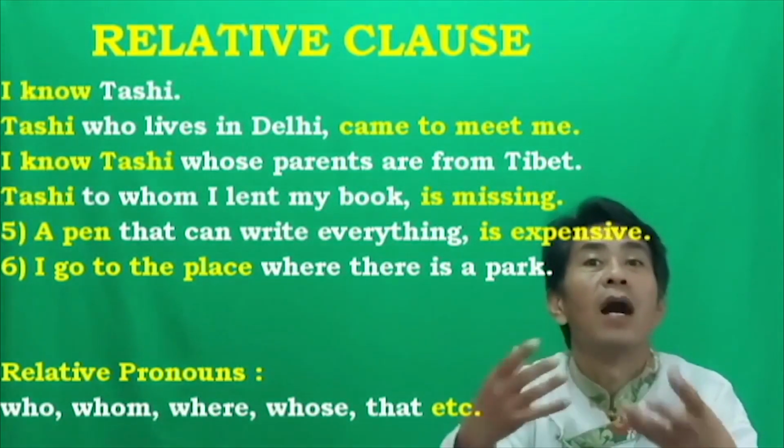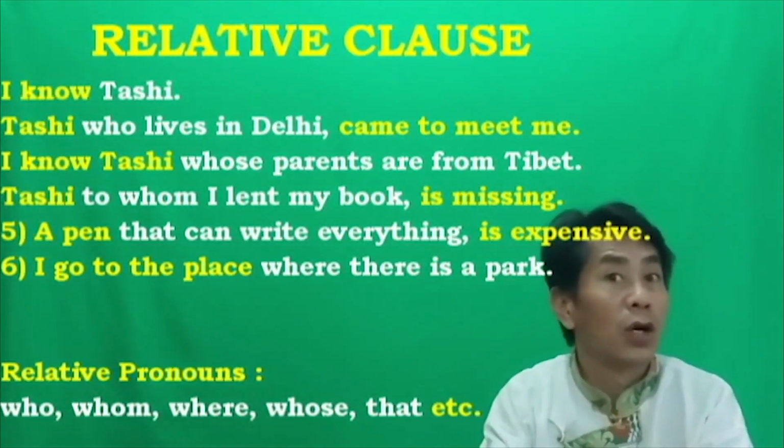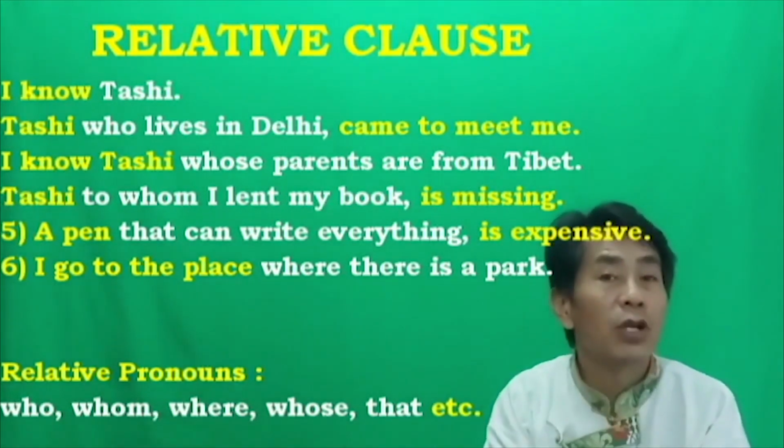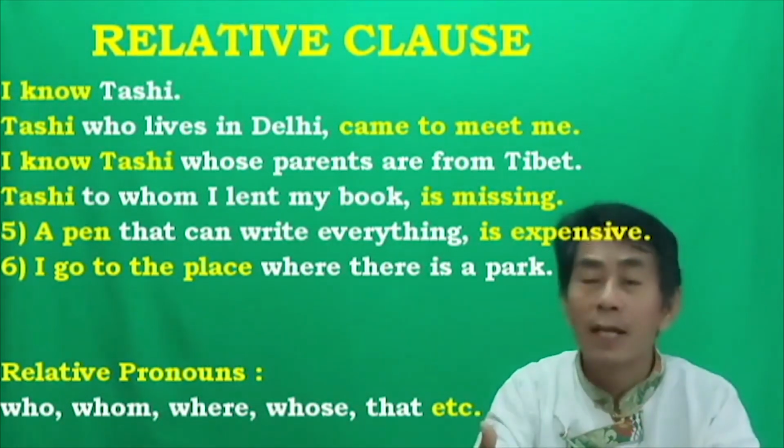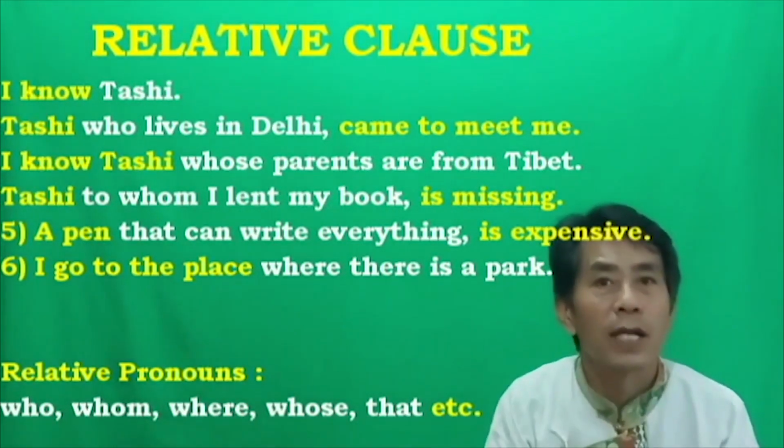Whose parents are from Tibet. You got it? This is a clause. Okay? This is a relative clause. Why? Because this is using the relative pronoun whose. Okay, yes. Now, the next one.